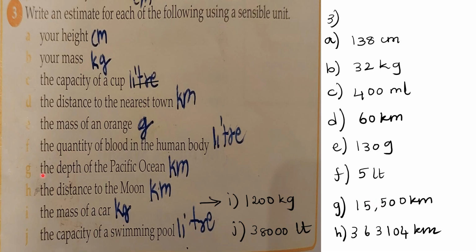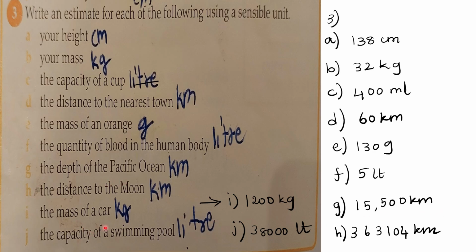Okay. G sum is the depth of the Pacific Ocean. Okay, that is 15,500 kilometer. Okay, so we wrote kilometer. Depth, distance, everything is coming under kilometer.